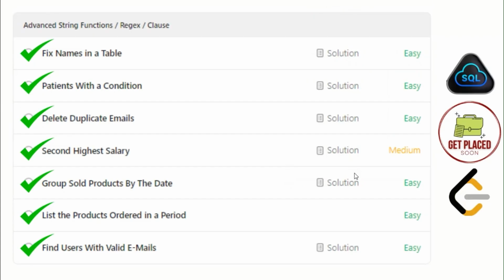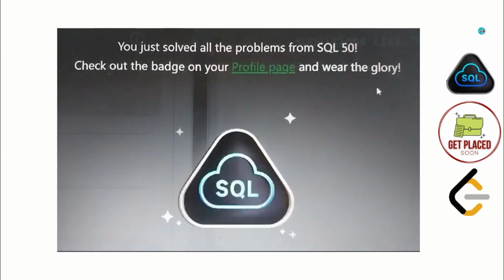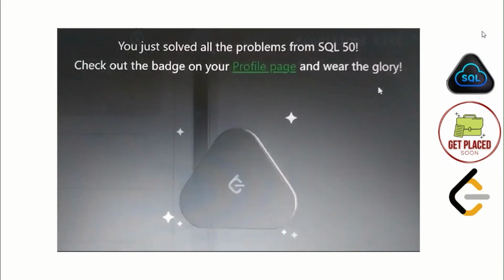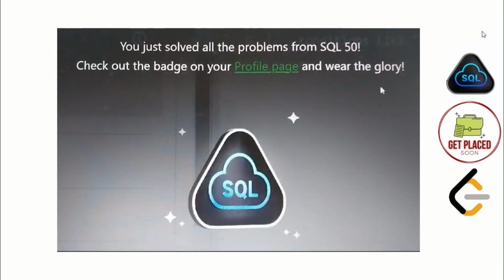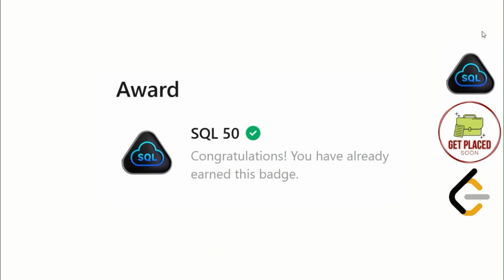So that's it. We have just completed all the problems in our final topic also. Once you have solved all the problems in the Leetcode SQL 50, once you submit the last problem, it will be showing like this. And once you enter the SQL 50, it will be showing like this. If you have solved all the 50 problems, then you will be awarded this badge. So yes, we have successfully completed the Leetcode SQL 50 challenge.